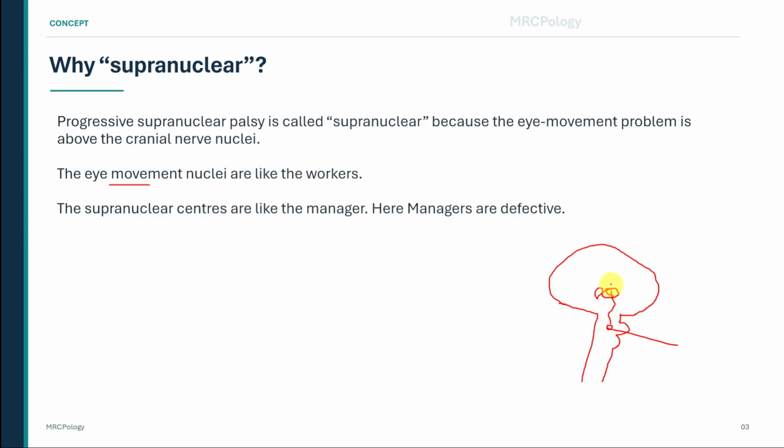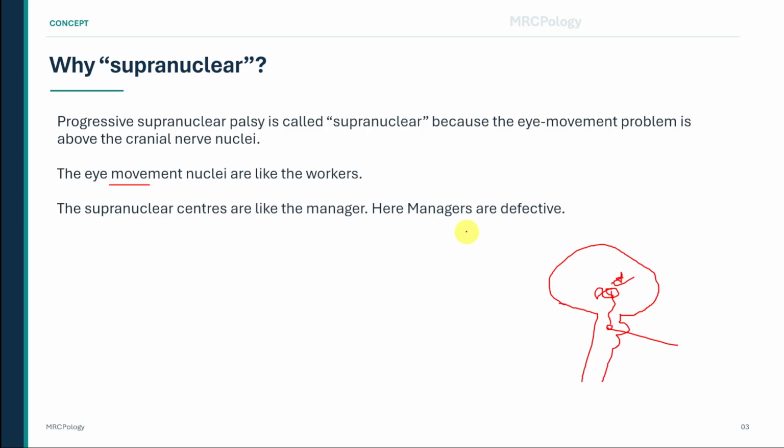This explains a very important clinical clue. Voluntary vertical eye movements are impaired, especially looking down. But early in the disease, the vestibulo-ocular reflex may still overcome the problem. So if the patient cannot voluntarily look down, but the eyes move when you passively flex and extend the head, that supports a supranuclear problem rather than a nuclear or muscle problem.